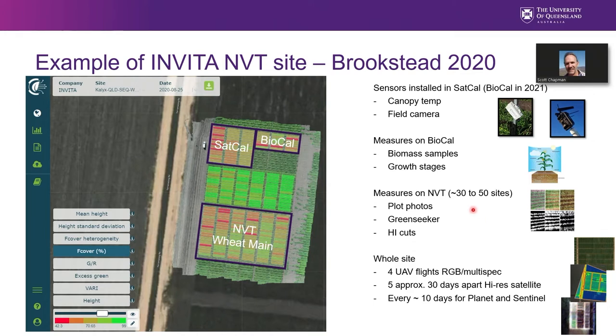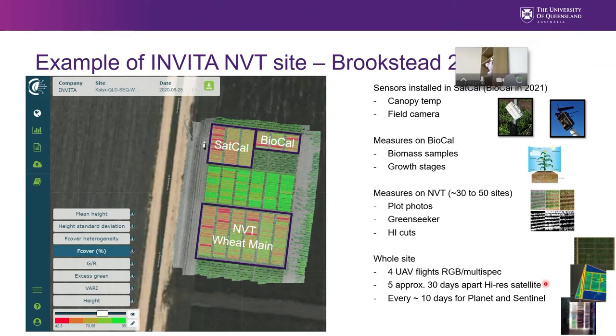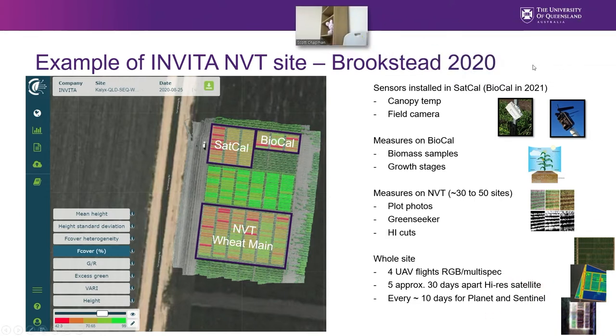We do additional measures on the NBT: plot photos, green seeker, harvest index cuts, and across the whole site. And there are usually other crops planted at these sites. We do 4 UAV flights, and sometimes we've got about 30-day frequency high-res satellites and about 10 days for Planet and Sentinel. For all these trials, these are at about 30 to 50 sites.